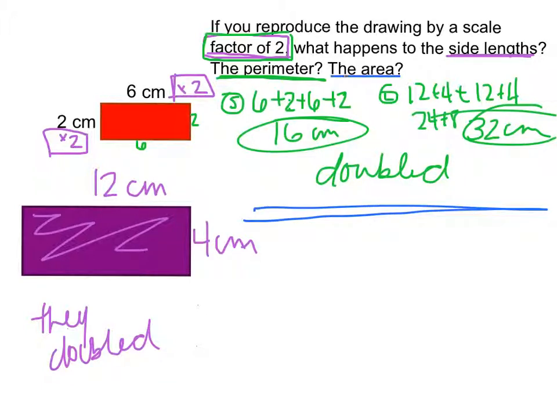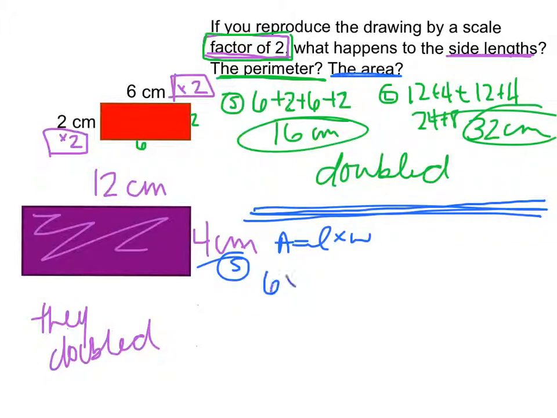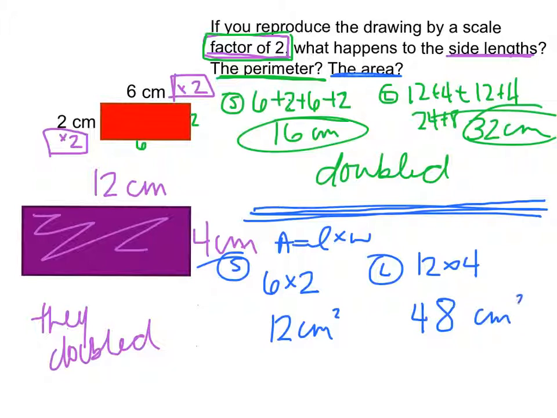So now it's asking, what about area? Is it going to be the same? If you're looking at what we have so far, we're going to want to say it doubles, but let's figure out if that's true or not. So let's first find the area of the small rectangle. Area of a rectangle, remember, is length times width. So we're going to take 6 times 2. Easy. We get an area of 12 square centimeters. Now what about the area of the large one? 12 times 4. That's 48 centimeters squared.